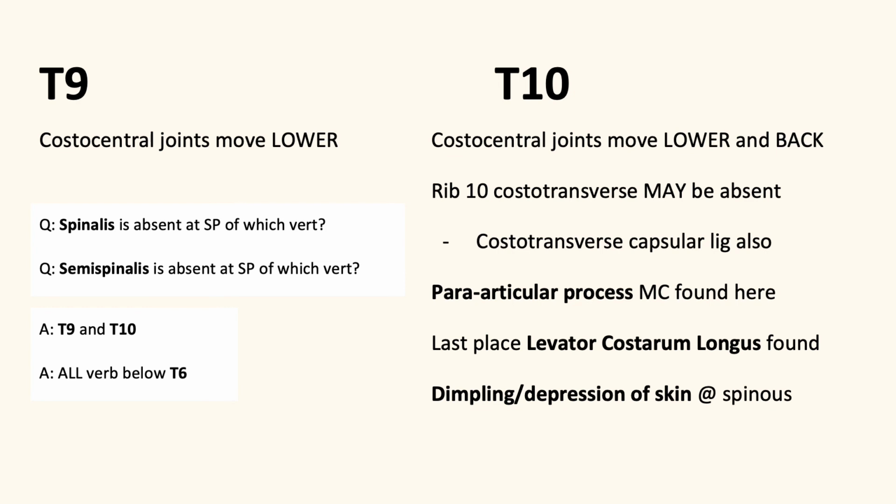So on page 99, T10 has a lot of little fun, trivial things that you need to know about it. The para-articular process is going to be most commonly found there. That's awesome to know for your lab exam when you have to identify one. But it's a little bit of trivia here for your lecture exam. You also want to know that it's going to be the last place your levator costorum longus is found.